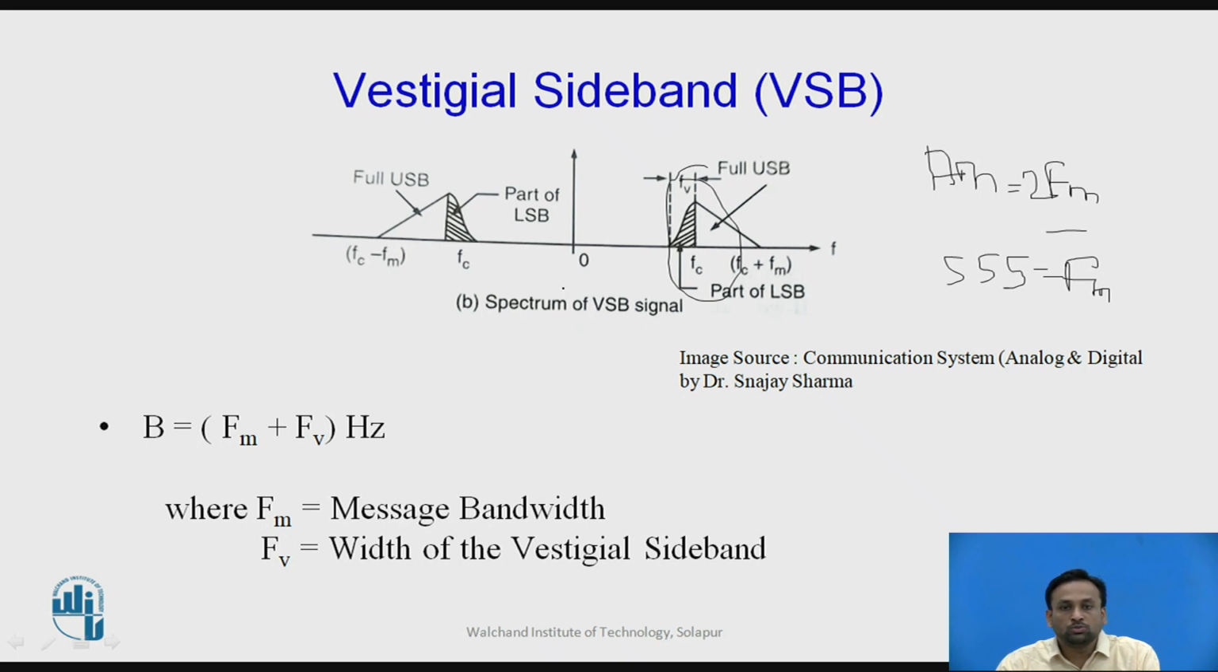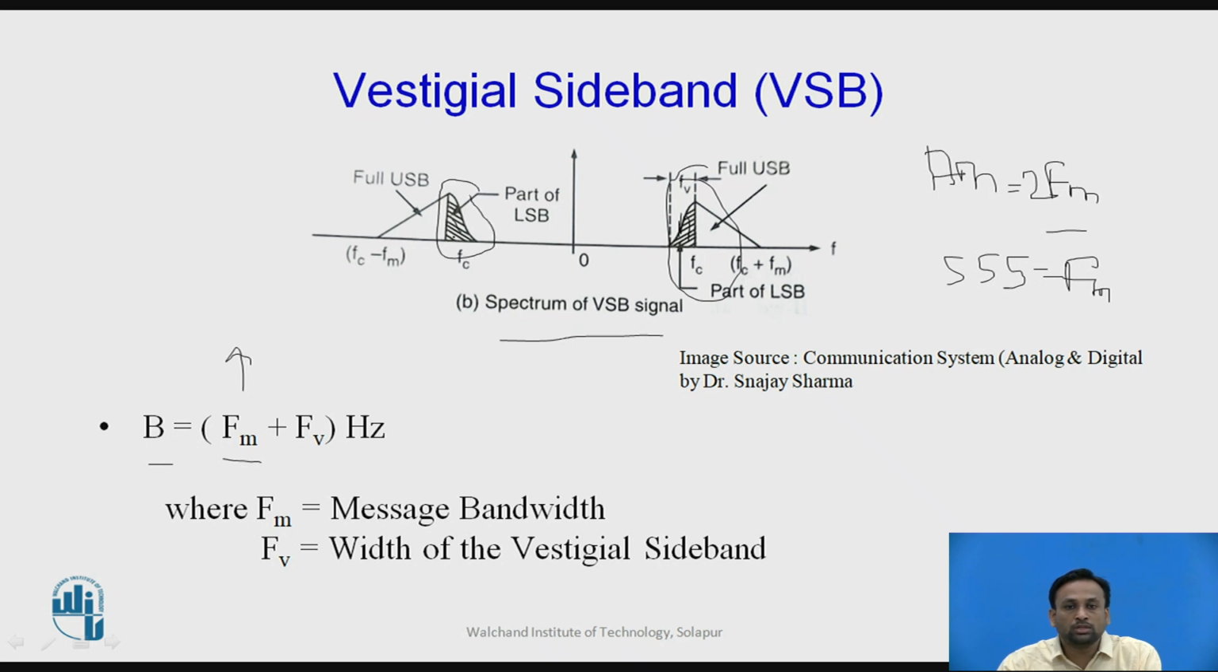So as shown in the spectrum diagram of a VSB, we have shown here that you can send either this part or this part along with the one sideband here. From this, if you calculate how much bandwidth is required to transmit a VSB signal, that bandwidth is equal to fm, because we are going to send one sideband, plus the half part of the vestigial sideband we are going to send.